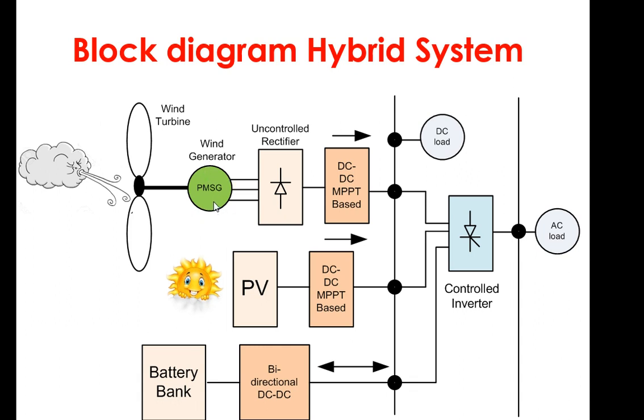generator. So in the case of generator, we are having the multi-pole permanent magnet type, which is connected to the uncontrolled rectifier. Then we have a DC to DC converter, which is MPPT based, and then this line represents the DC bus, so we can dump the power in the DC bus. Parallel to that, we are having the solar PV. Again we are having DC to DC converter, which is MPPT based.